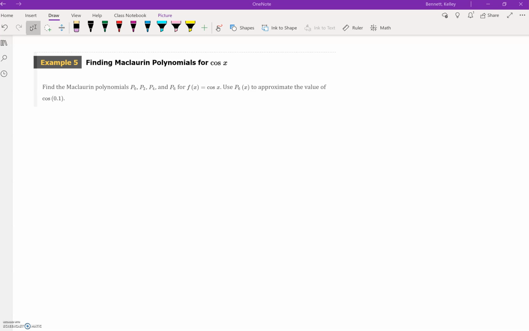We know that we are going to have to find all the way up to the sixth derivative for cosine x. So let's do that first. We need to have the 0th derivative, which is just the function itself. We need to have the first derivative, the second derivative, all the way up to the sixth derivative.